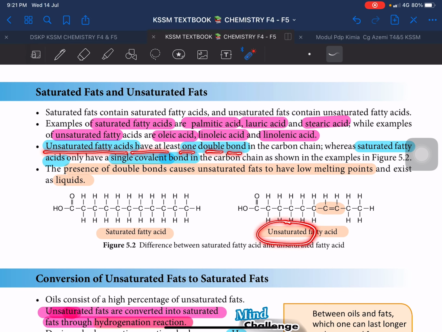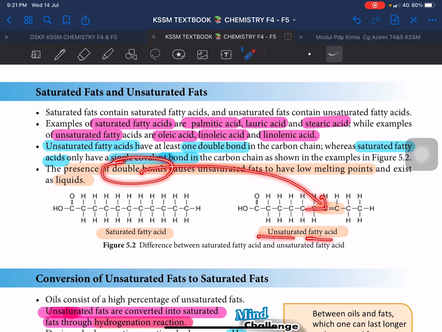Ingat, unsaturated fatty acid tu oils. Oils tu apa? From plants. Jadi kenapa? Dia ada at least one double bond. Maksudnya it can have more than one jugalah. Okay. Whereas manakala saturated fatty acid yang ni saturated yang tepu only have single covalent bond in the carbon chain. Inilah. So the presence of double bond inilah on unsaturated fatty acid menyebabkan unsaturated fats to have low melting point. And inilah sebabnya it exists as liquid because dia ada double bond.